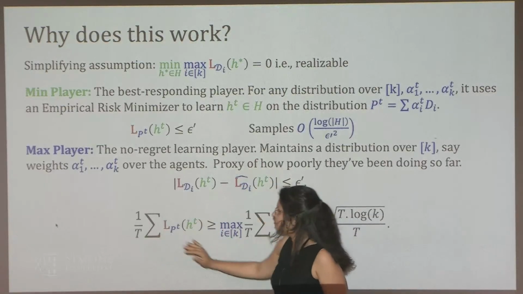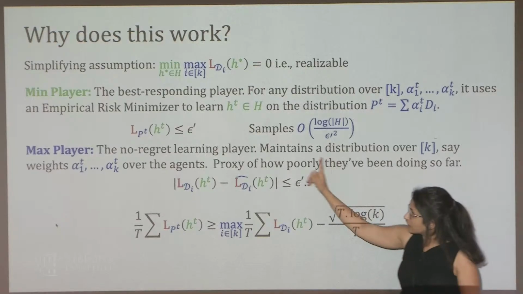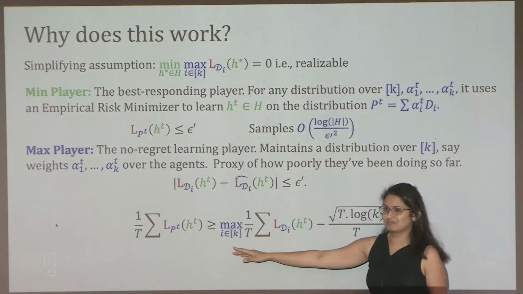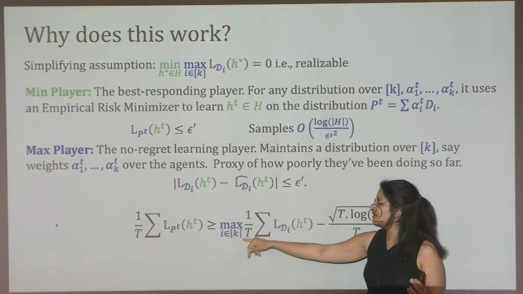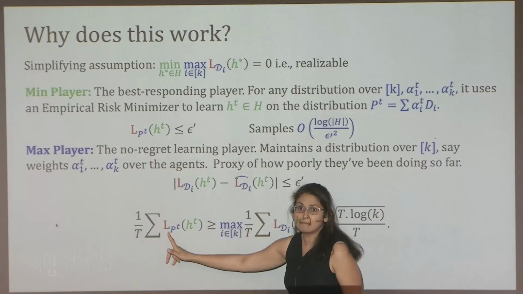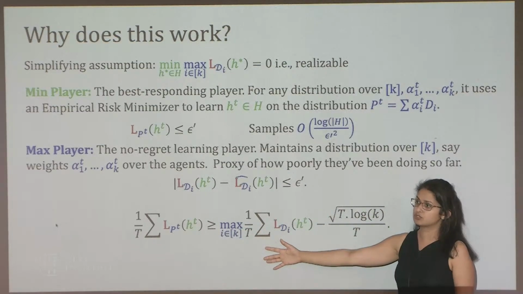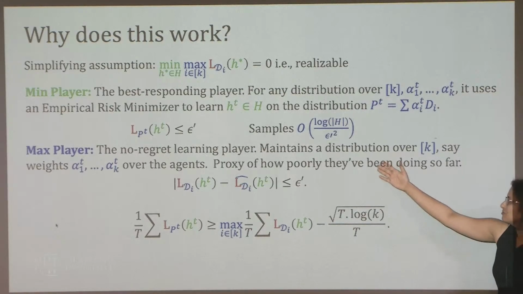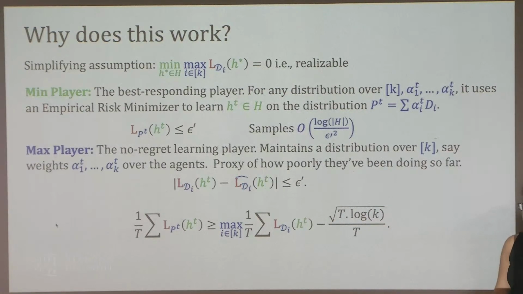Now, what does it mean for you to be no regret? This is what it means. It means that the maximizing player is trying to compete with the best distribution, the hardest distribution. That's the max over K. And the choices it's making about PT from time 1 to t compete with this difficult distribution up to a regret. You have K options. When we think about regret, you pay logarithmic in the number of arms. So this is the regret.